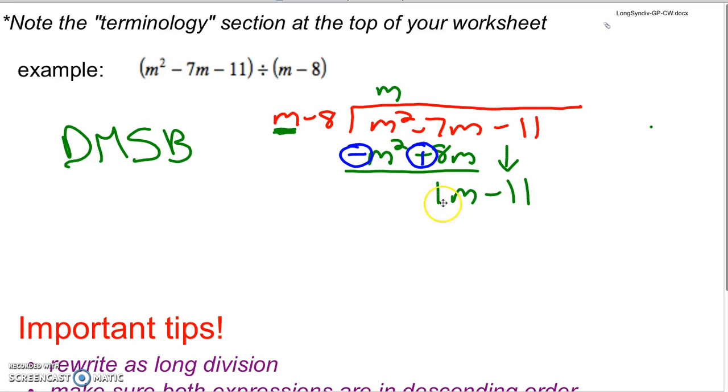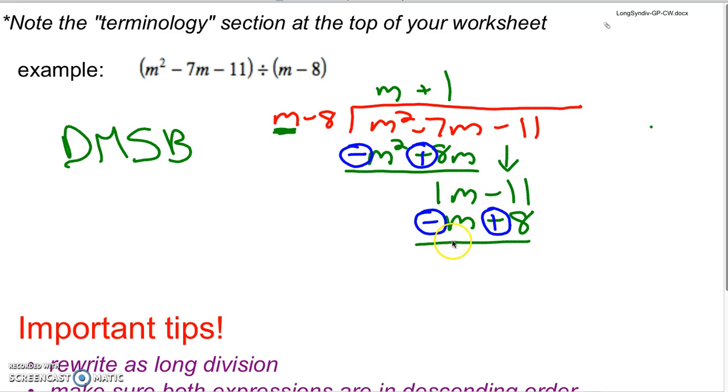Divide m into 1m, or 1m divided by m. Well, of course, that's a 1. 1 times m, we're on the multiplication step, is m, and 1 times negative 8 is negative 8. We multiplied. Now we have to subtract, which again is adding the opposite. So the opposite of m is negative m. I circle it. The opposite of negative 8 is positive 8, and I circle it.